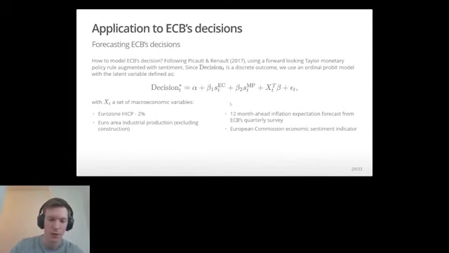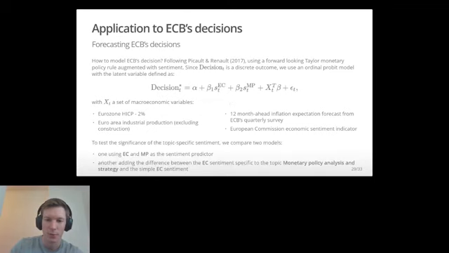Additionally, we're going to test whether we can improve this model with some topic-specific sentiments. So we're going to use EC and MP, and we're also going to add the difference between the economic condition sentiment and the economic condition sentiment specific to the topic monetary policy strategy, to see whether we can isolate another signal from this.